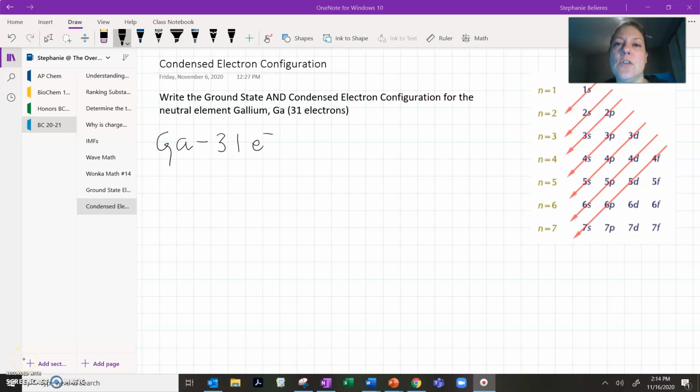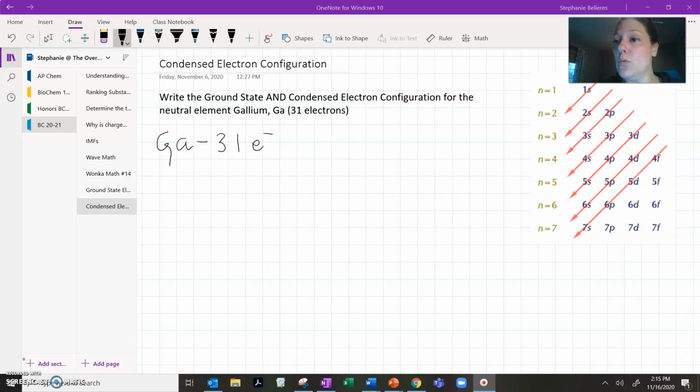Hello, I'm back to do the second type of electron configuration, which is a variation of a ground state electron configuration called a condensed electron configuration. What the condensed electron configuration really helps with is identifying the valence electrons, making them visually apparent, versus what we call the core electrons, which are on the inside.